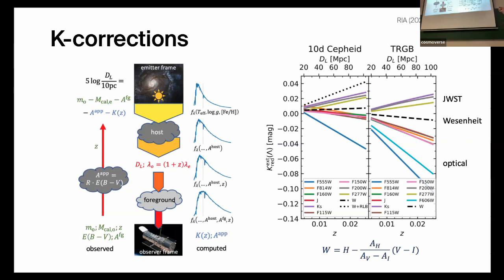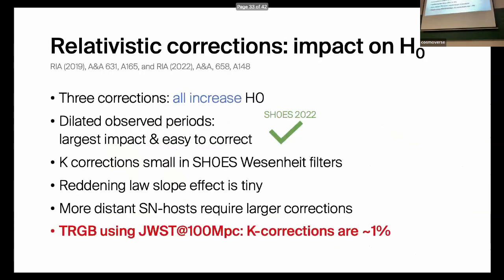On the other hand, if you're looking for just James Webb single-band filters, and you want to go to 100 megaparsec, let's say, using the JAGB or the tip of the red giant branch method, you all of a sudden have about a 1% bias at that distance level if you're using a single filter measurement. So you should be really careful if you want to measure the Hubble constant using TRGB or JAGB with James Webb, because you will need to correct for these effects in order to get to 1%.